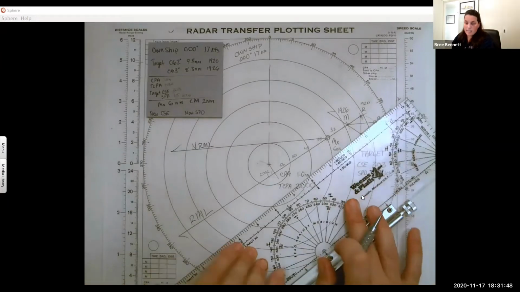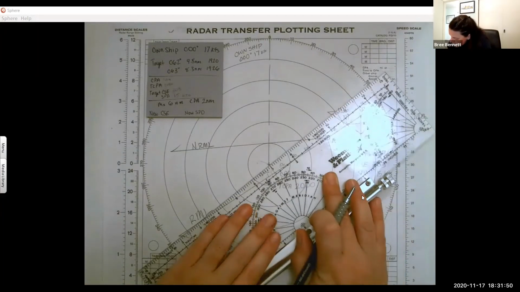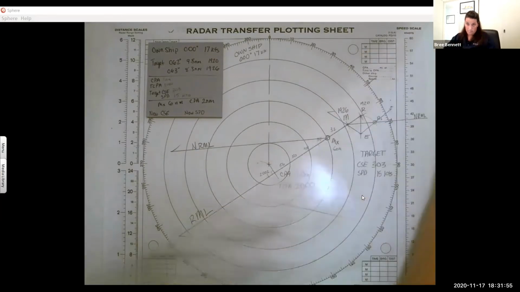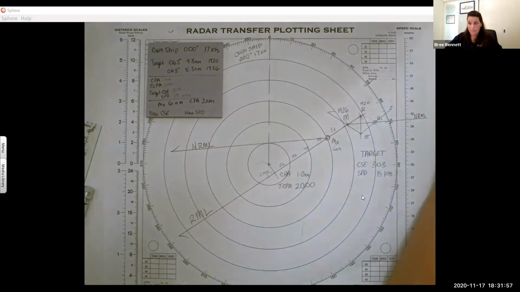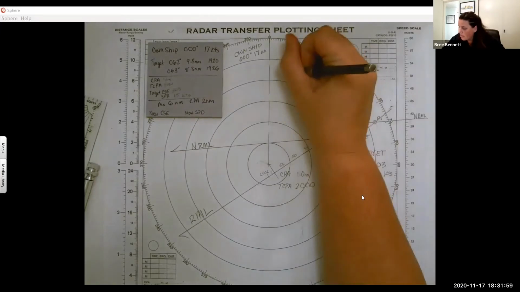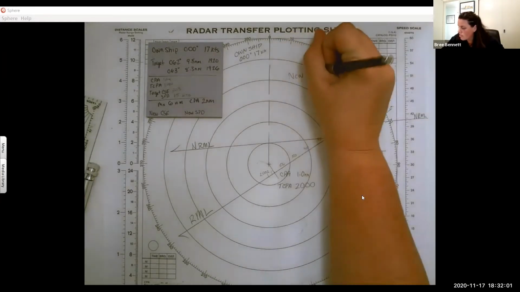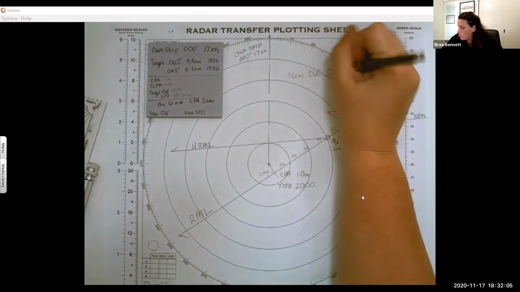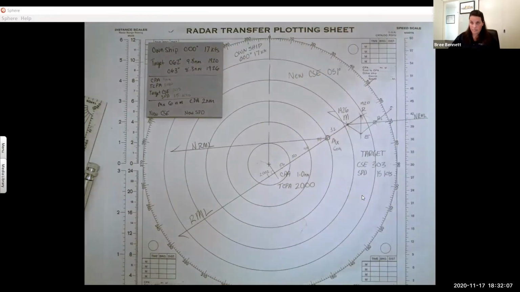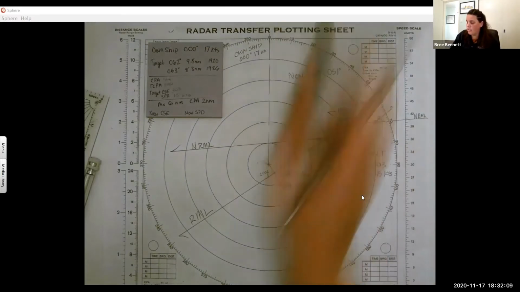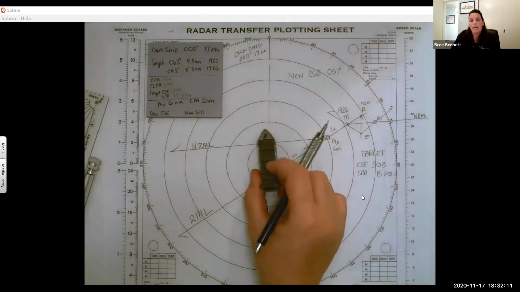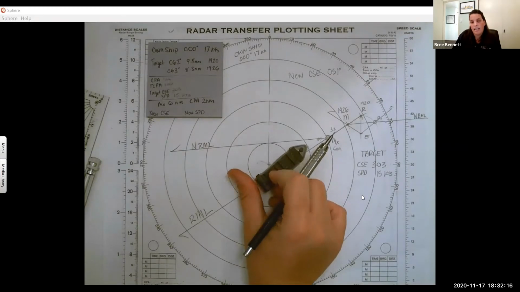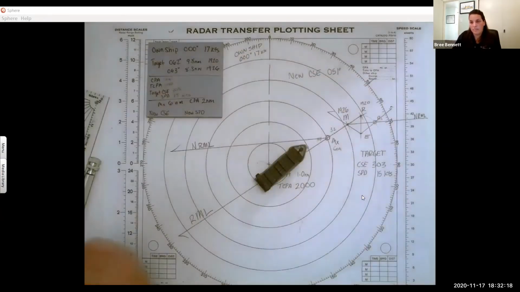I'm going to bring it back to the center so I can measure it. And I got a new course. Call it 051 degrees. So I would be changing from 000 and coming right to 051 and letting him pass in front of me.